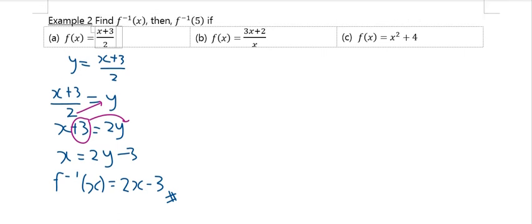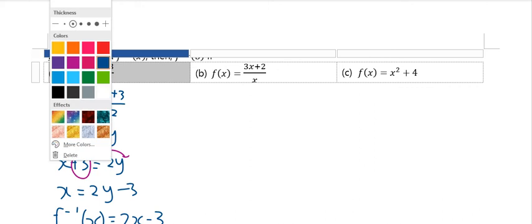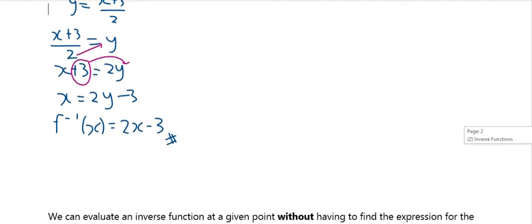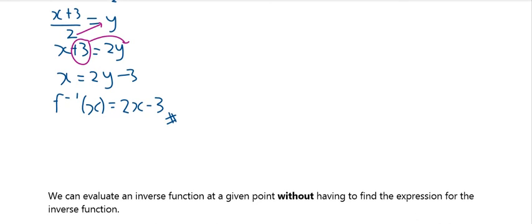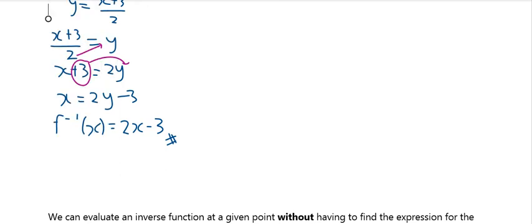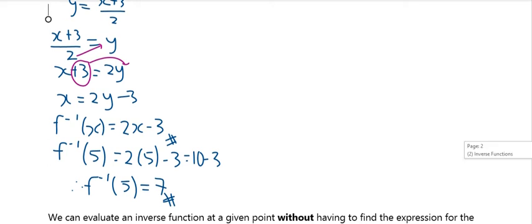Now, your question just now is based on f inverse of 5. So you have to put 5 here. f inverse of 5 will be 2 times 5 minus 3, which is 10 minus 3, right? So therefore, your inverse function of 5 will be 7. Okay, simple, right? Next one will be part B.